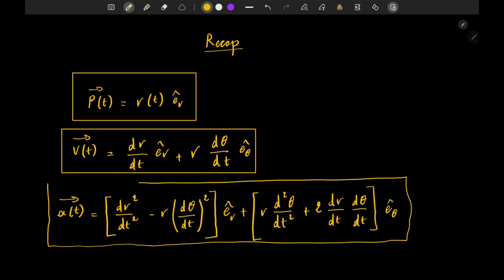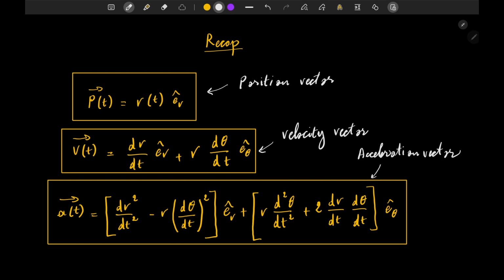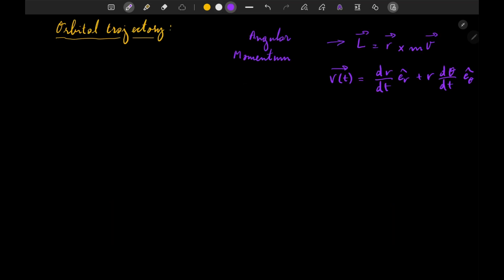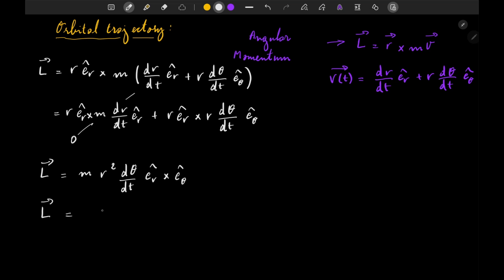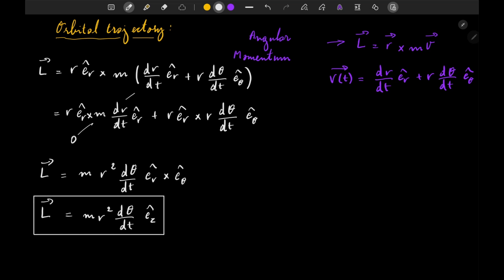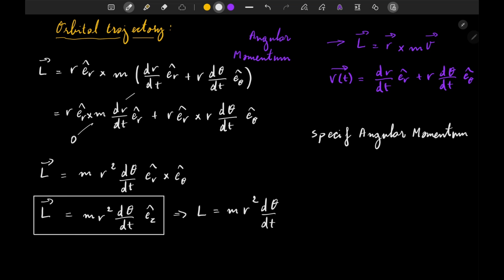Now we have all we need to derive the first Kepler's law. Notice the definition of the angular momentum, which is the cross product between the position vector r and the velocity v, scaled by the mass m. After we substitute v for its formula, and since the cross product of a vector with itself is 0, we get the final formula for the angular momentum magnitude, which equals the mass times r squared times the time derivative of theta. Now we will introduce the specific angular momentum h, which is just the angular momentum over m.